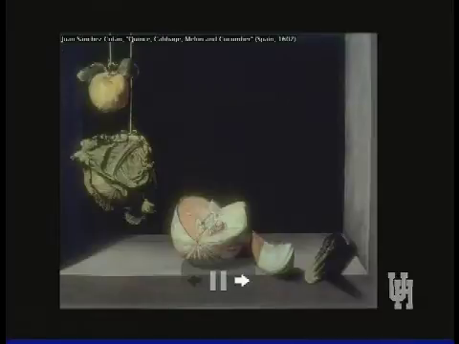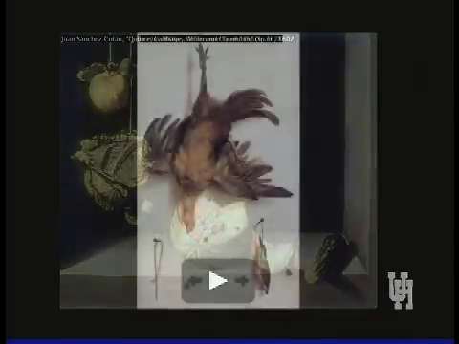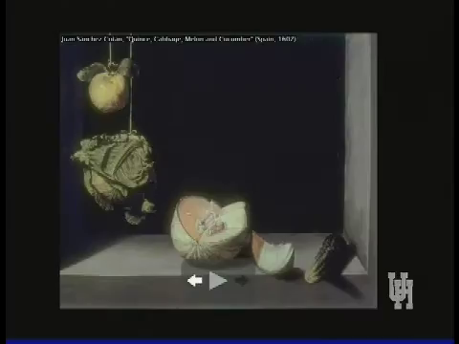Then there's this kind of still life, which I'm interested in. This is one of the, I just don't quite have this mastered yet. There, maybe that'll stay for a minute.